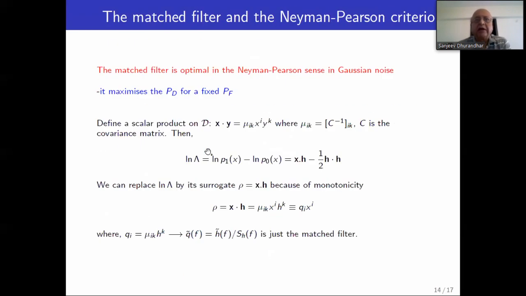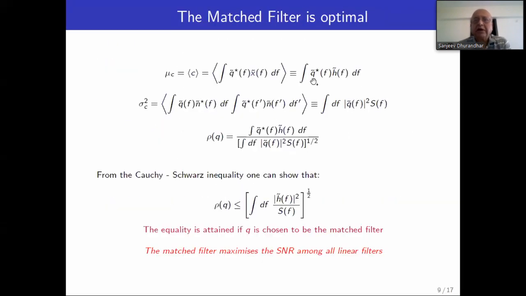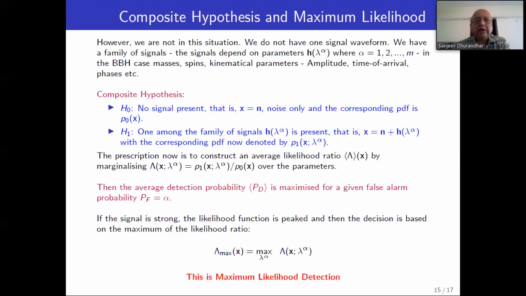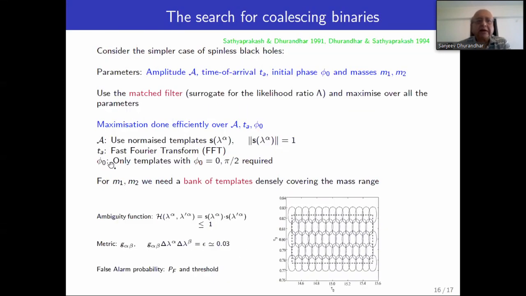In that particular expression, you plug in e to the minus 2 pi i f t and do a fast Fourier transform. If you do that, you get the whole C of TA, and then you look for the maximum of that. And phi naught can be done with just two templates, at phi naught equal to 0 and phi naught equal to pi by 2. Calculate two matched filters, C naught and C pi by 2, corresponding to the phases phi naught equal to 0 and pi by 2, square and add. That simply gives the maximum over phi naught. So the maximization over these three can be done very quickly.